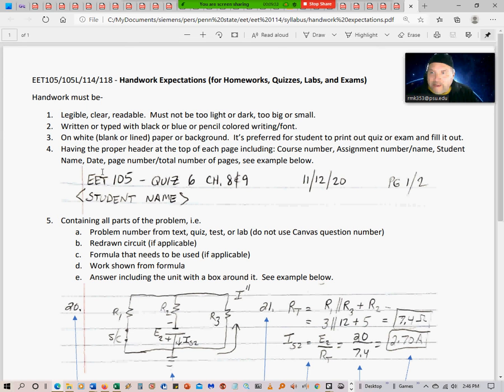Having the proper header on top of each page is very important: course number, assignment, the name, the date, the number of pages. I need to know definitely your name and what the assignment is. Those are vital. If you don't put that on there, I'm not going to know what it is.